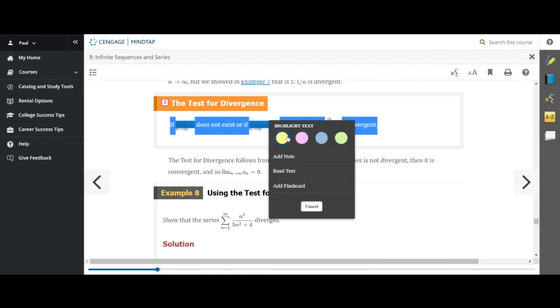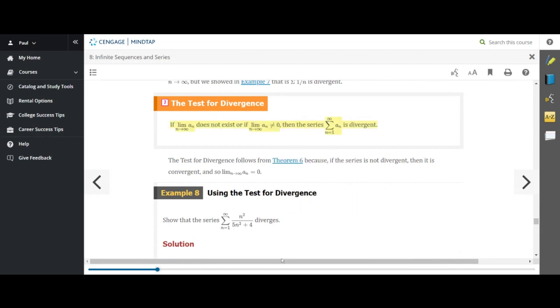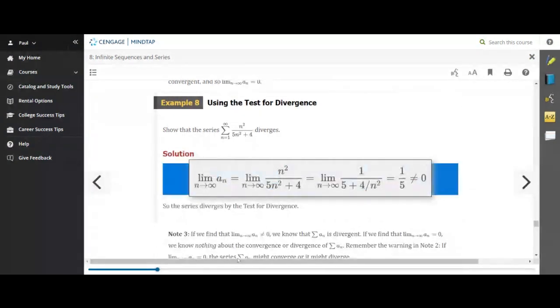To be a little more formal, they use something called the test for divergence. It says if the terms don't approach 0, the series definitely diverges. If you formally take the limit of the terms of this series, you're going to get a fifth, which isn't equal to 0. So the series diverges by the test for divergence.